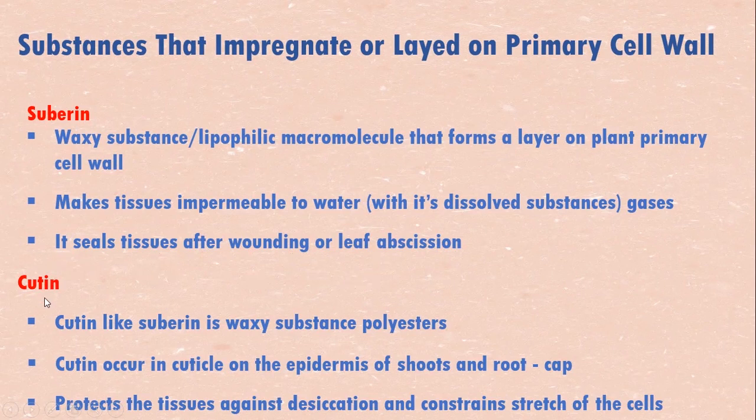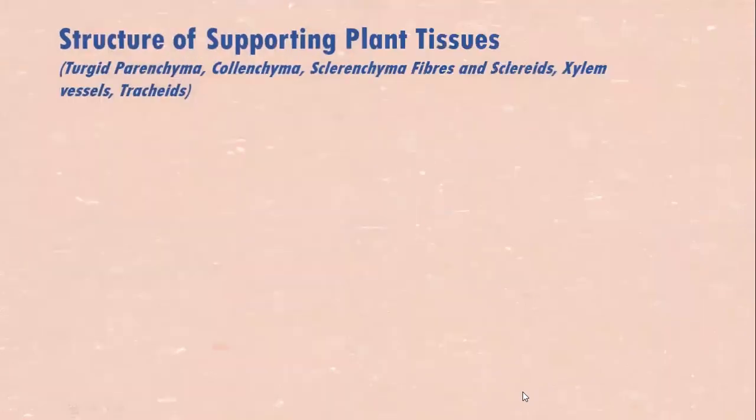Then you have cutin, which is also a waxy substance, and it forms over the epidermis of shoots and the root cap to protect them from desiccation, losing too much water, and also from pests or injuries, especially the root cap as it penetrates the soil, and it also constrains stretch of cells. Now, we want to look at the detail of each of these tissues.